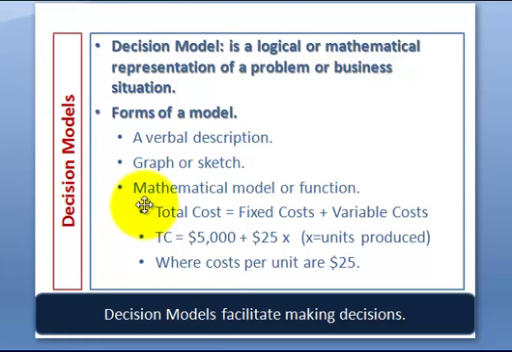So for example, total cost could equal my fixed cost plus my variable cost. Then I could define total cost as equal to 500 of fixed cost plus $25 for the cost of each unit. So it would be 25 times X, with X being whatever number of units I produced. And there we have a mathematical model. So now we can calculate total cost at any unit production level.